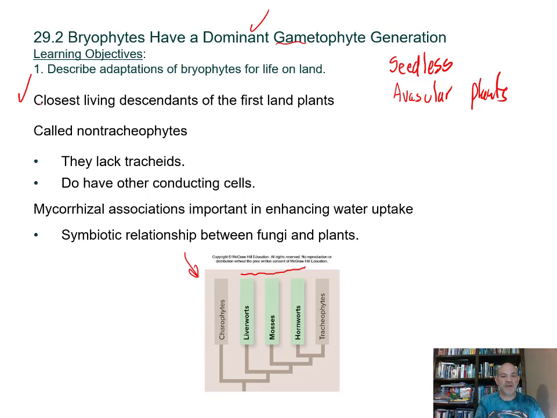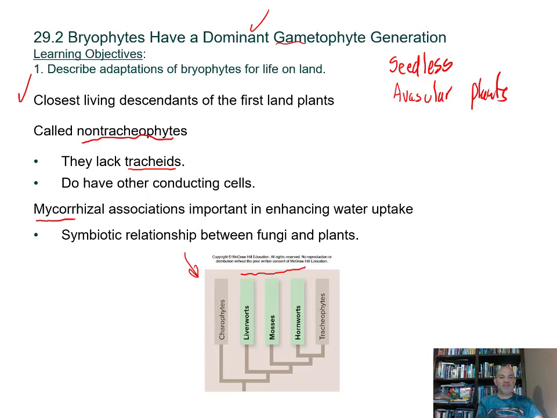They're called non-tracheophytes as well. That's another way of saying not vascular, because in order to have vascular tissue, you have to have tracheids. Those are the special cells within xylem. They don't have tracheids or other conducting cells, so they can't get water very high up above the ground, and this limits their size overall as a plant. They can't get very big because they can't get water efficiently up to higher parts above the land.